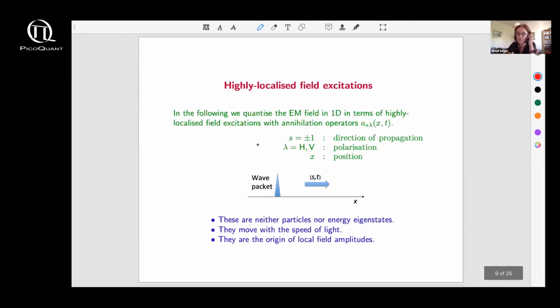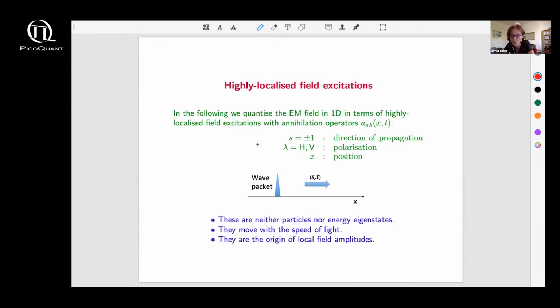So what we assume in the following, and that's more or less one of the very few assumptions that we need to make, is we assume that the basic building blocks of the quantized electromagnetic field are highly localized field excitations. And what we will do is we will describe them by annihilation operators, similar to how we use photon annihilation operators. And in order to have a full characterization of these highly localized field excitations, we have to specify whether the wave packet moves to the left or to the right.